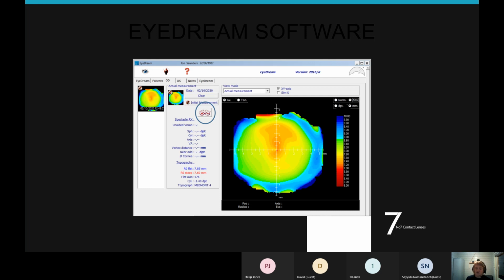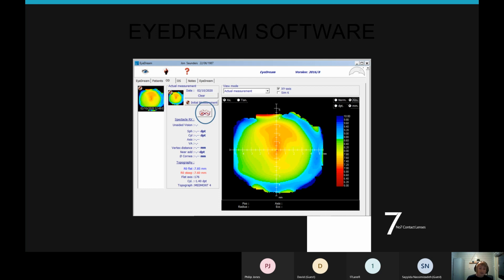And what you're looking at here is not a photograph of your topography, it's actually genuine topography data rebuilt into the software. So you can manipulate it between axial and tangential. You can look at your absolute maps, you can look at your normalized scales, you can look at difference maps. So you can manipulate it in very similar ways as you can in your topography software.